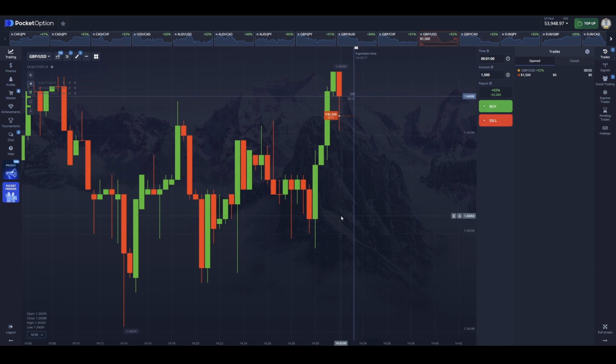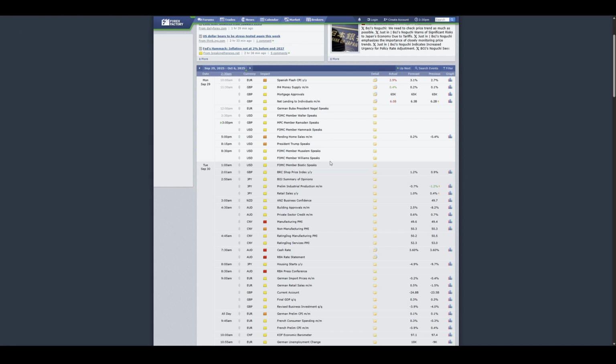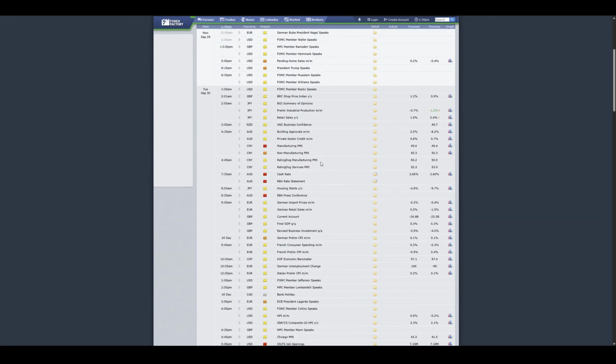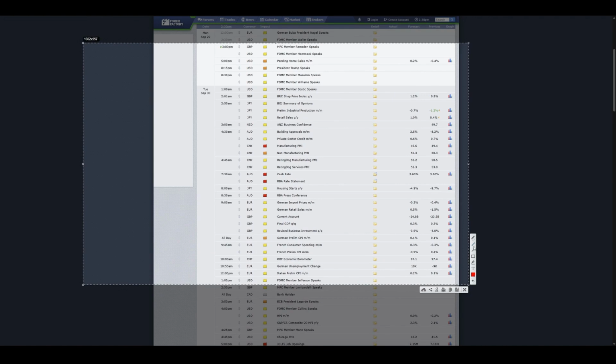So, where does BoosterBot actually start its analysis? It starts with analyzing the news background and volatility. For that, we have the Forex Factory website, where we can see when and where news is released. If BoosterBot sees that the news is marked yellow, it means it doesn't affect the price.